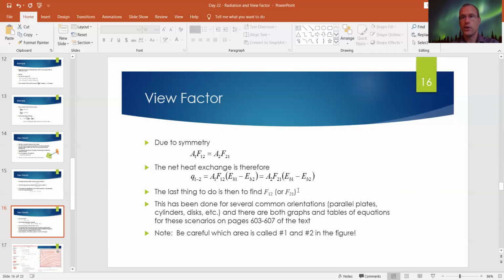So that's really just geometry. But this has been done for parallel plates, cylinders, discs, and a whole bunch of things. And there's a whole bunch of different graphs and tables and equations, page 603 to 607 in the textbook, that let you calculate them. One thing to be careful of is which one you call object 1 and object 2, because again, F12 and F21 are not necessarily the same thing. So make sure you know which one you're dealing with and make sure you're doing the right ones.